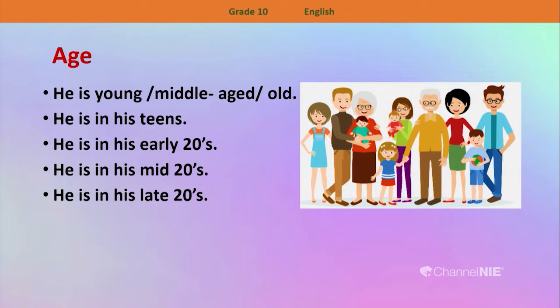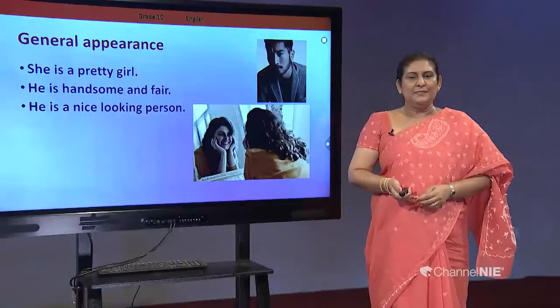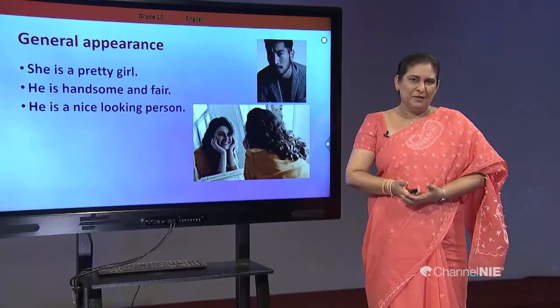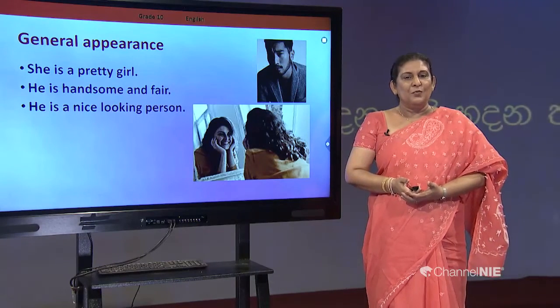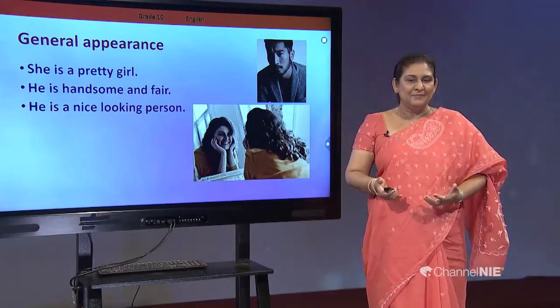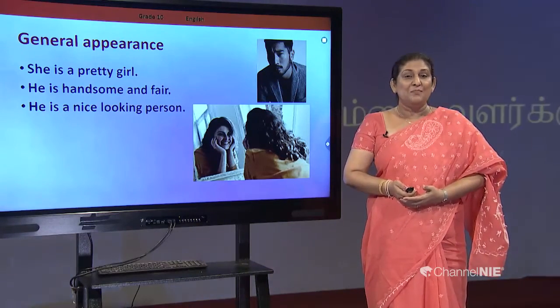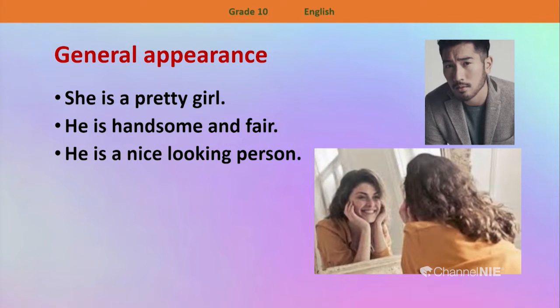So remember these phrases when you are describing a person. General appearance, that is generally what you can talk about people. You can talk about whether they are pretty, handsome, nice looking. So let us see how we can write them, how we can put them in sentences. She is a pretty girl. He is handsome and fair. He is a nice looking person. Yes, you can combine ideas like he is handsome and fair.